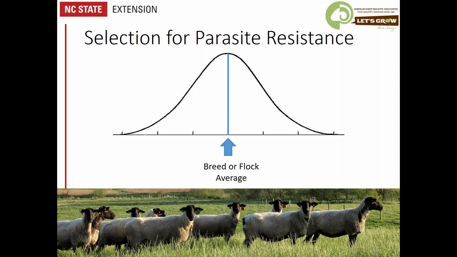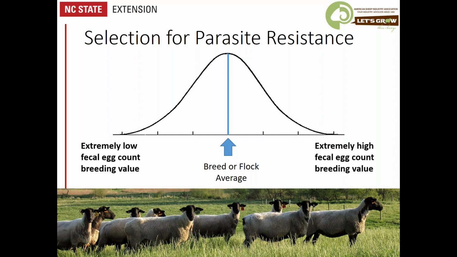So within any population, the majority of individuals exist around breed average. We have some individuals with extremely low fecal egg count breeding values, other individuals with extremely high fecal egg count breeding values. And if we can accurately identify and select for those low fecal egg count breeding value animals, we're going to improve the parasite resistance within our population.